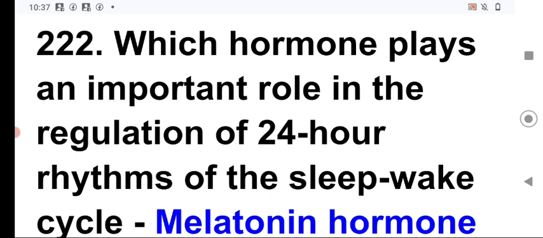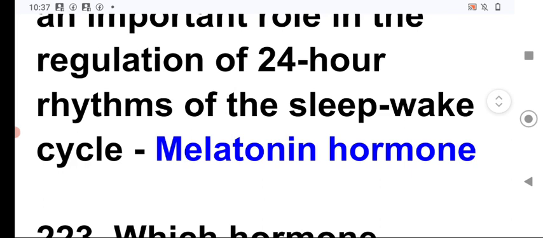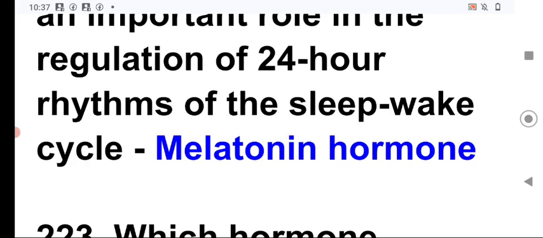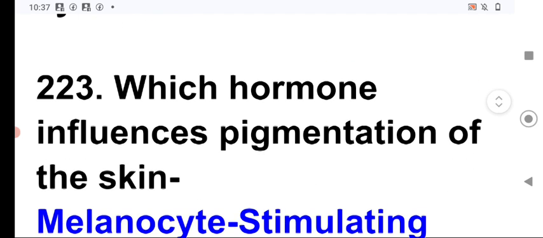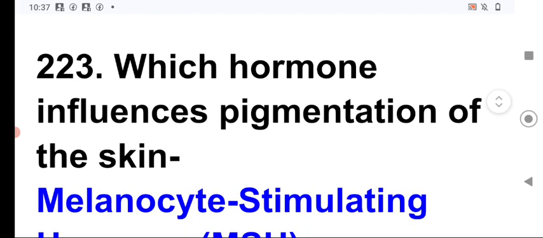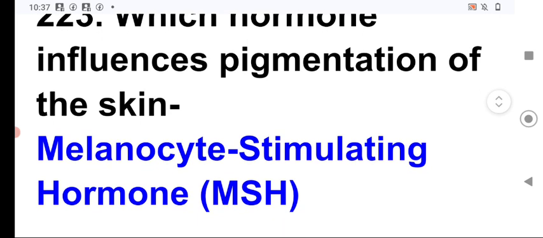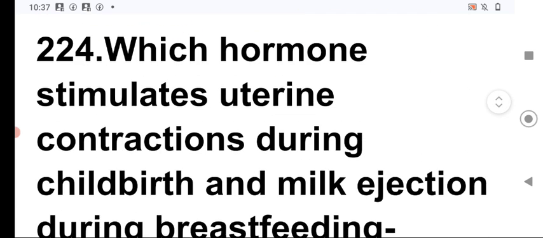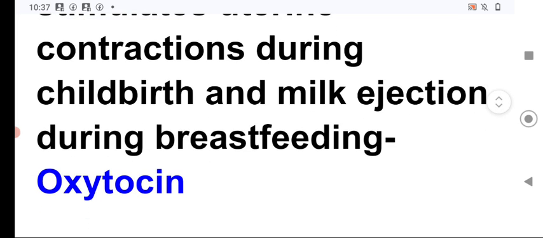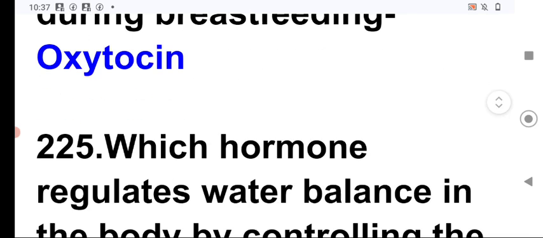Next, which hormone plays an important role in the regulation of the 24-hour rhythm of the sleep-wake cycle? This is the melatonin hormone from the pineal gland. Next, which hormone influences the pigmentation of the skin? This is the melanocyte stimulating hormone or MSH, secreted from the anterior lobe of the pituitary gland. Next, which hormone stimulates uterine contraction during childbirth and milk ejection during breastfeeding? It is oxytocin, secreted from the posterior lobe of the pituitary gland.